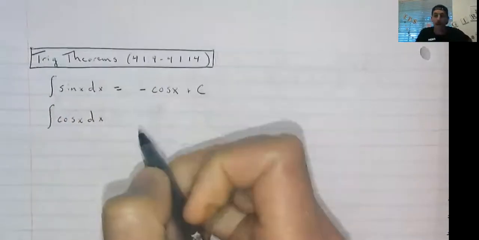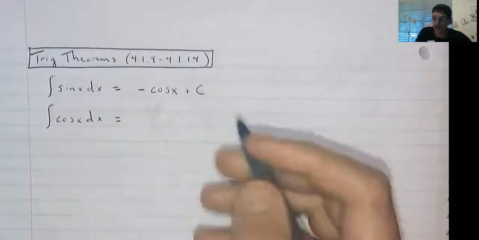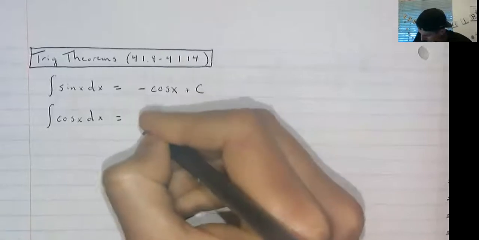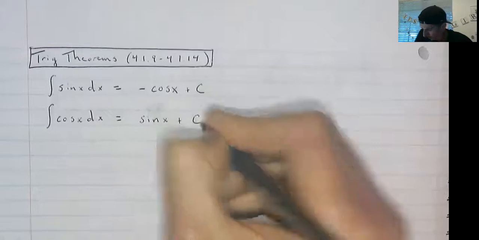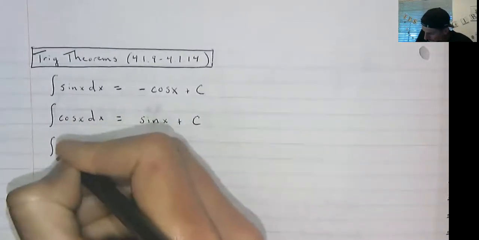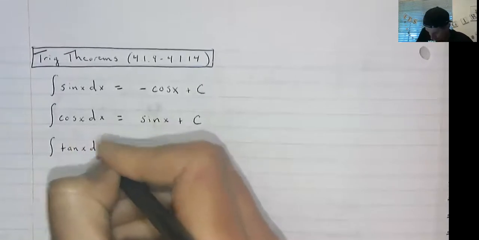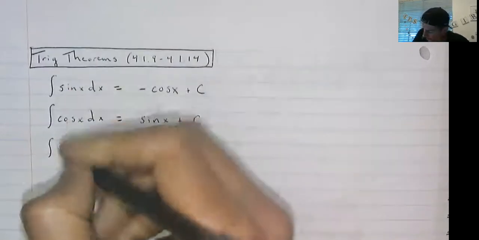Moving right along, if we want the antiderivative of the cosine, well, for that one, we do have a trig derivative that gives us the cosine. It's the sine. And so the antiderivative of the cosine is sine of x plus c. For the antiderivative of the tangent of x, I'm sorry, so actually we don't have tangent.